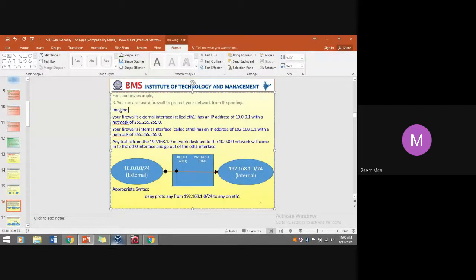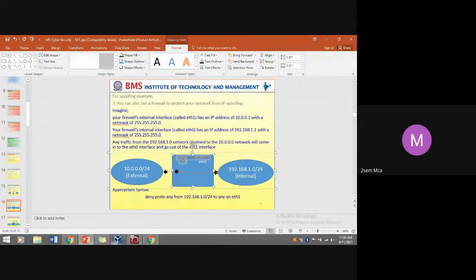So imagine, keep in mind your firewall's external interface is called ETH1. See here, which is the ETH1 here? This one. This is the ETH1.